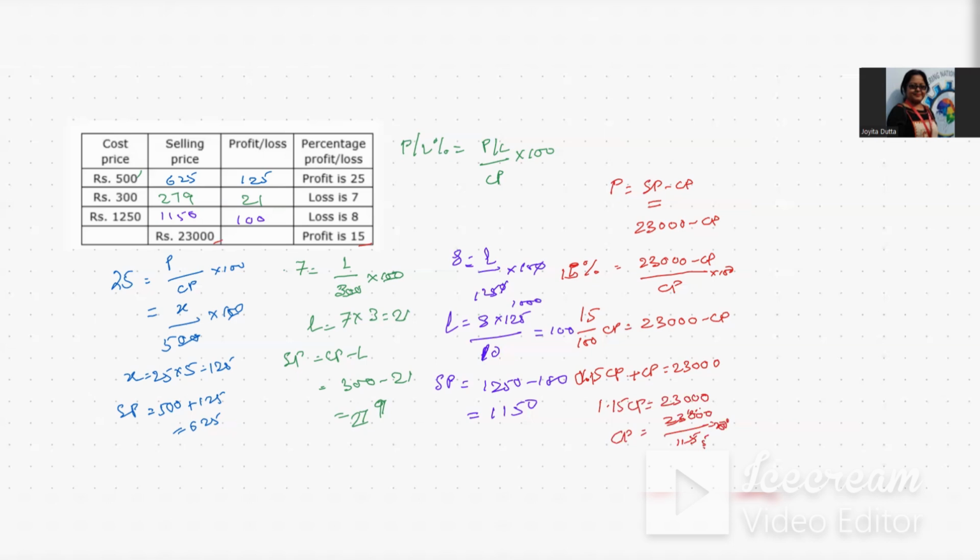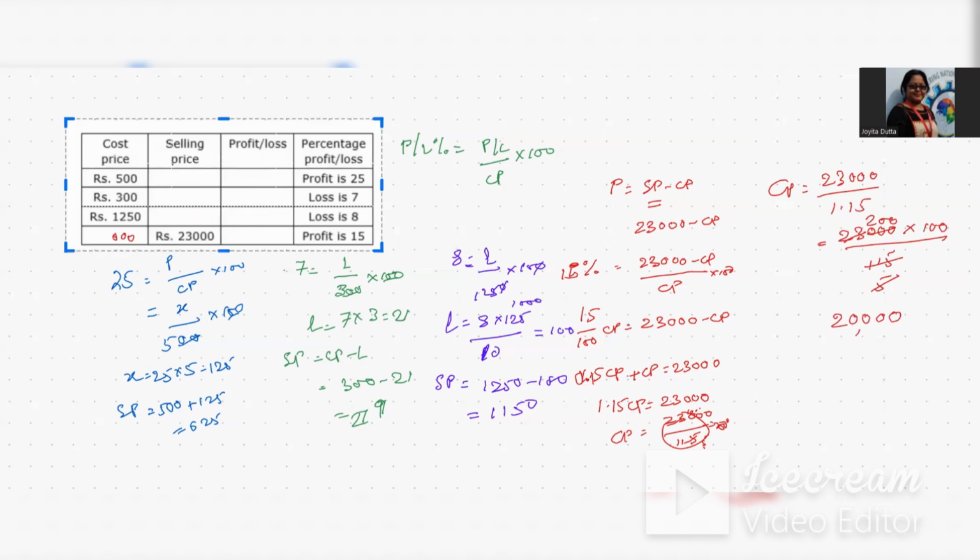So if I have to close this to make it more clear, 23,000. CP is equal to 23,000 divided by 1.15. That means 23,000 into 100 divided by 115. This is by 5. 5, 2s are 10, 0, 0. So this is 20,000. So here it is 20,000. That is my cost price. So what is my profit that I have? 3,000. Right? So this is the table which is being solved out. Now going to the next question. Hope this is clear.